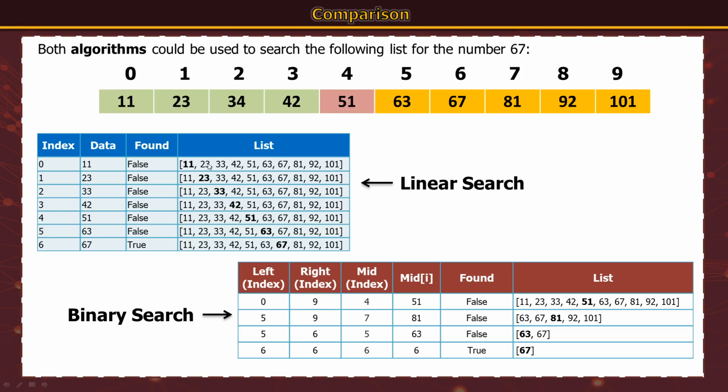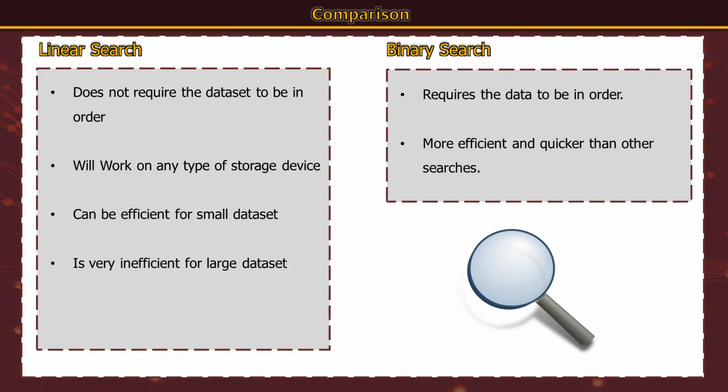If we take a look at the linear search, we notice that it has taken 1, 2, 3, 4, 5, 6, 7 comparisons to identify whether the number we were looking for, 67, was in the list. If we look at the binary search, we'll notice that it's taken 1, 2, 3, 4 comparisons to identify whether or not the number 67 was in the list. On this small list, the difference is very small, and there would be minor difference in the running time. Let's take a look at the advantages and disadvantages of both.